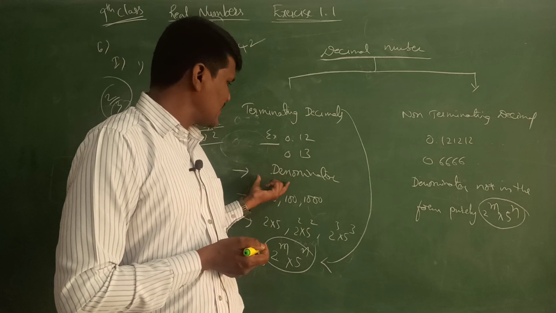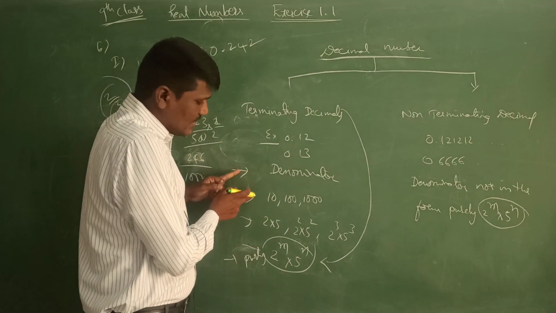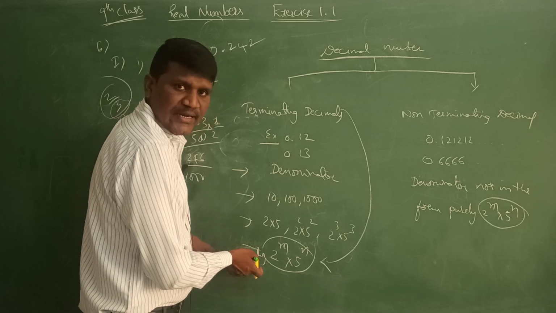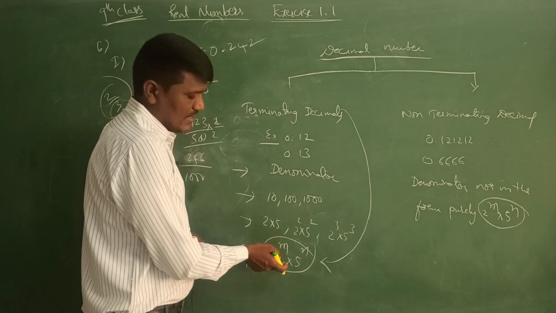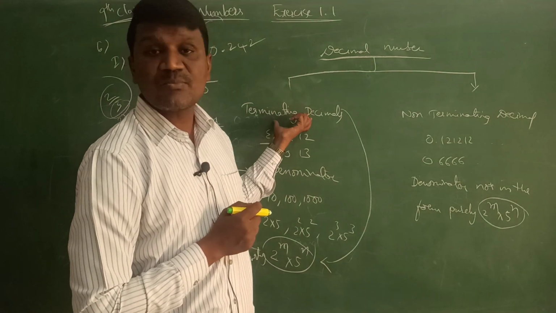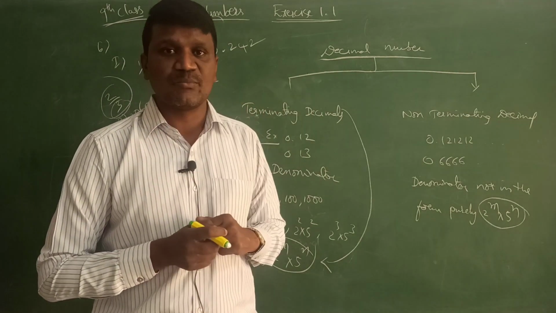So what are terminating decimals? That depends on the denominator. The denominator has to be in the form of purely 2 power m into 5 power n. Then only we can say the decimals are terminating decimals.